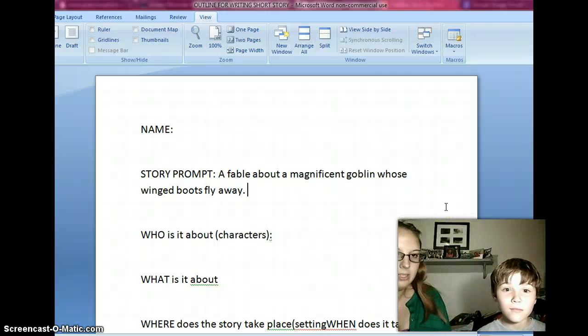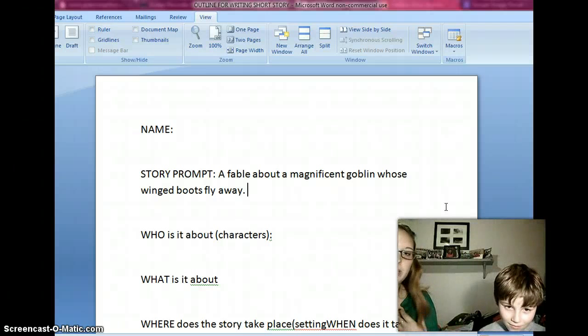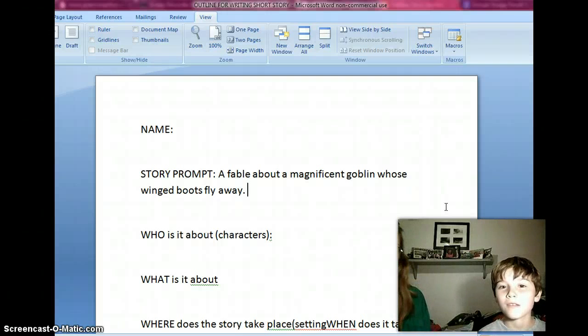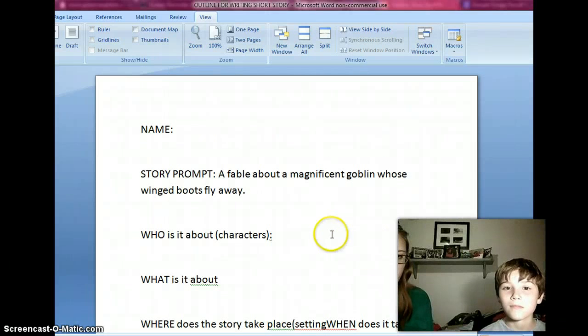So, in this instance, as you see, the prompt is different than what it was originally because Bradley came to me as the teacher and explained he didn't know what a nymph was. And he was kind of confused with the prompt that was given to him, and I agreed. He stated his point. So he was able to do a full spin and had to take whatever he got then and choose between the 2. And he chose the new prompt, which is a fable about a magnificent goblin whose winged boots fly away. So here is the outline worksheet for the students, and he's going to fill this out, and then I'll instruct for the next step once he's done.